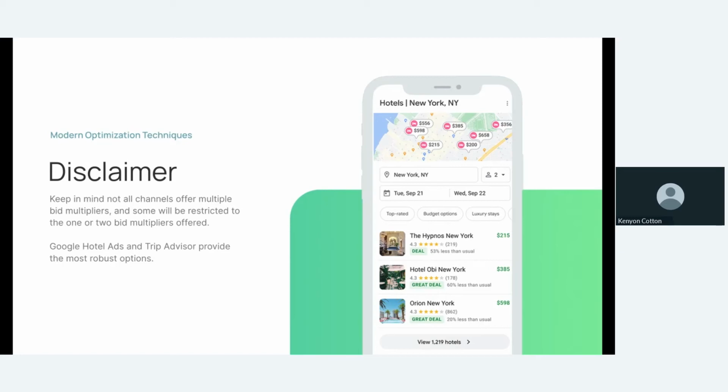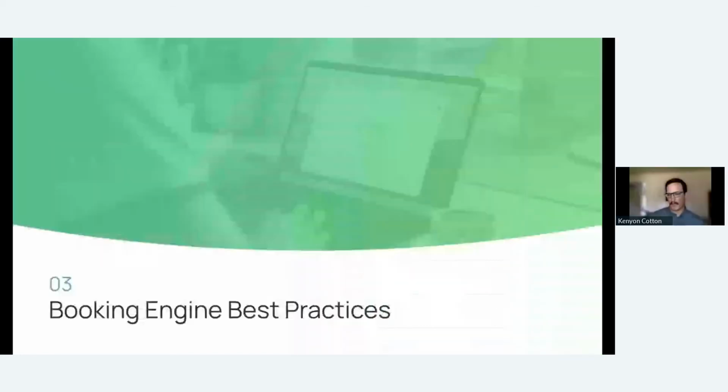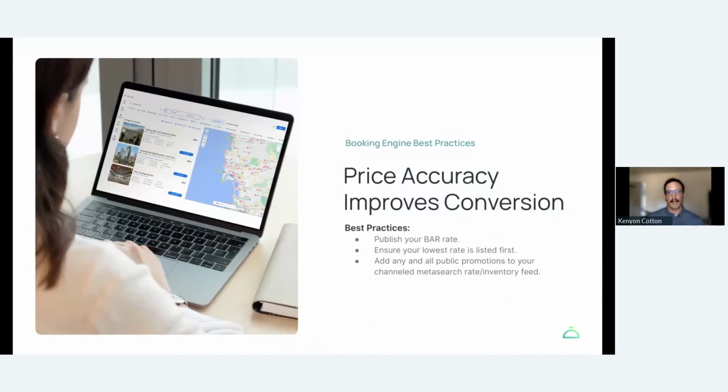Once you've nailed that, you also want to think about booking engine best practices. So we're going to take a look at a quick rundown of what we recommend. A big component of Metasearch conversion is price accuracy. That's a little different than price parity. Price accuracy is when a user sees a rate listed on a Metasearch channel, they click through all the way to your booking engine and see the same exact rate. That's very important for conversion.